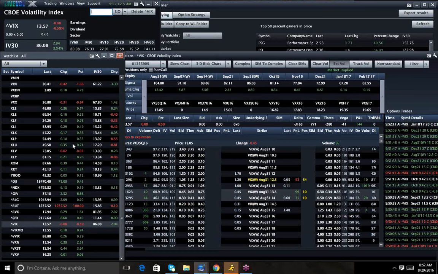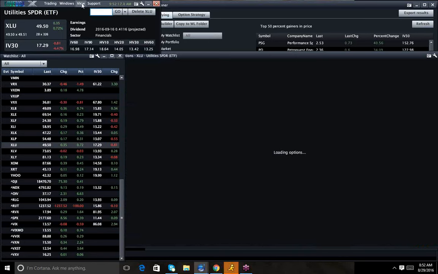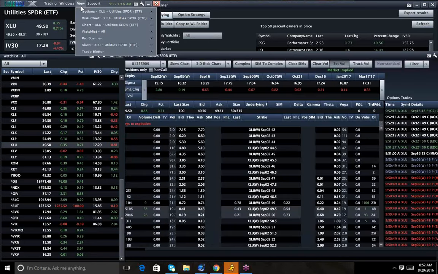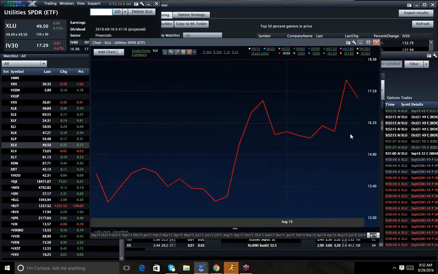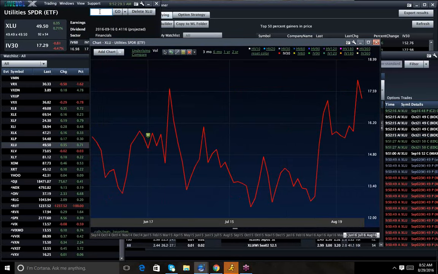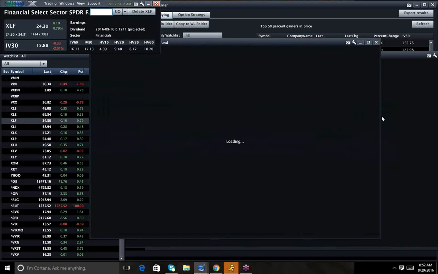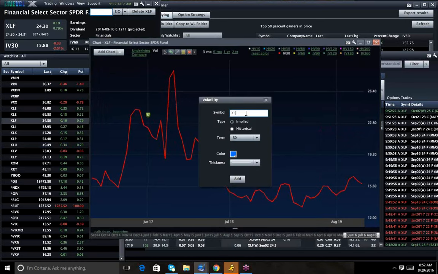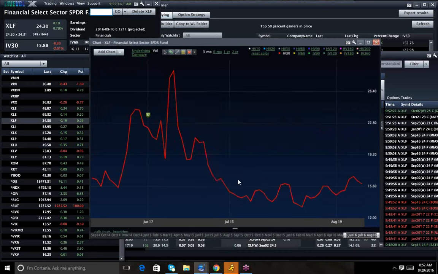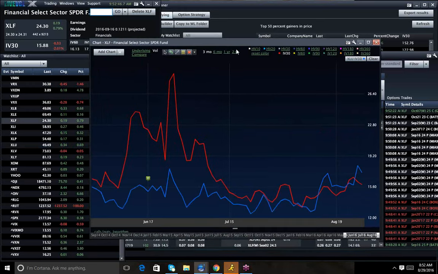Now, a couple of things that I did notice were interesting. Take a look at the volatility in XLU, 17.30. That's a nice bit of vol. Meanwhile, take a look at XLF, 15.88. You know how rare it is for the two of these volatilities to invert like this? Well, take a look.